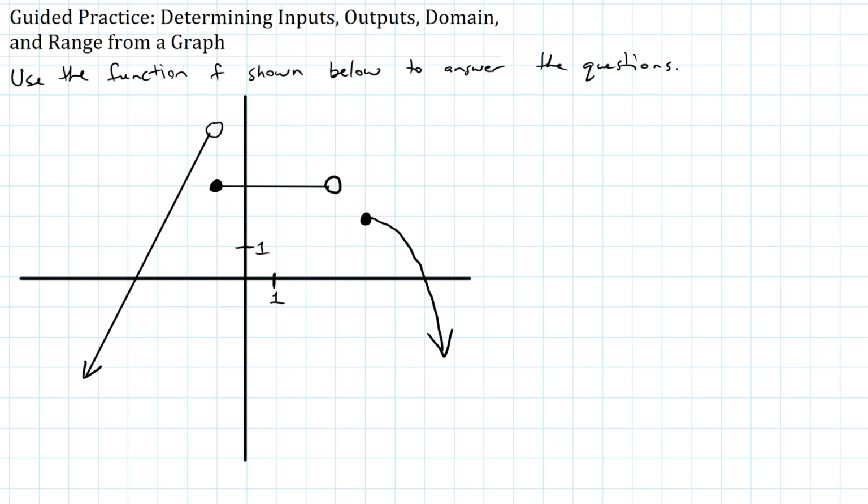In this video, I'm going to guide you through finding inputs and outputs of a function from its graph. So go ahead and pause the video while you copy this problem. Make sure you use graph paper and make sure to label your axes with the ones like I have here to indicate what kind of scale you're using on the x-axis and the y-axis.